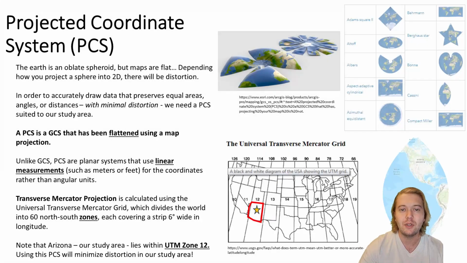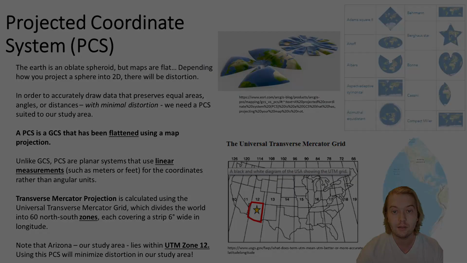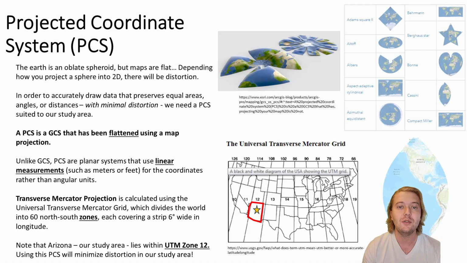One issue that we deal with when making any sort of map is that the Earth is a three-dimensional oblate spheroid, but maps are two-dimensional and flat. So depending on how you project a spherical Earth into two dimensions, you will have some sort of distortion. To accurately draw data that preserves equal areas, angles, or distances with minimal distortion, we need a projected coordinate system that is suited to our study area. Unlike geographic coordinate systems that use angular units of measure, projected coordinate systems are planar systems that use linear units of measure, such as meters or feet.